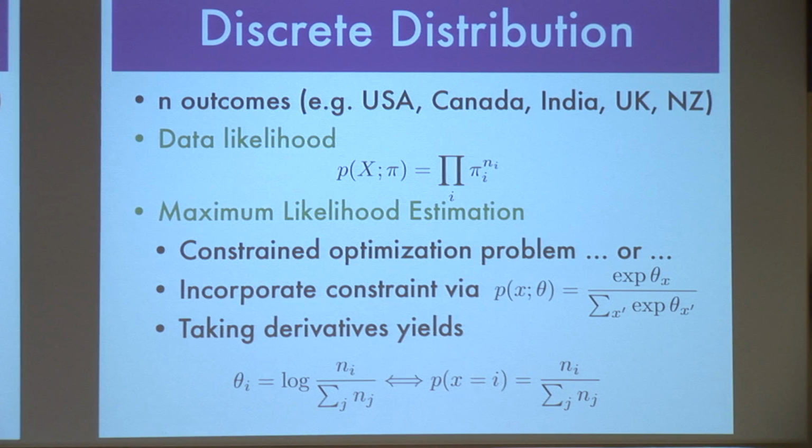So it's e to the theta x divided by the sum over e to the theta x prime. And that, again, just ensures that things are properly normalized. Now, taking derivatives yields that theta i is the log of ni over the sum over nj. In other words, again, it's the number of times I see a particular event divided by the total number of event counts. Okay. Same derivation as before, just rather than 2, we now have k outcomes. Yep?